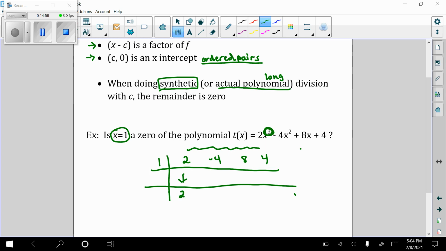First step is to bring down your 2. Then you multiply. 1 times 2 is 2, and then you add. -4 plus 2 is -2. Multiply again. 1 times -2 is -2. Add, you get 6. 1 times 6 is 6. 6 plus 4 is 10. This is your remainder.